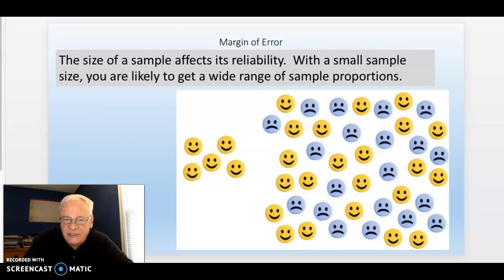Guys, the size of the sample, of course, affects its reliability. With a small sample size, you're likely to get a wide range of sample proportions with different samples if they're too small. As an example here, with a sample of 5, you get all yellow. It doesn't reflect the whole population because there are blue in the population as well.